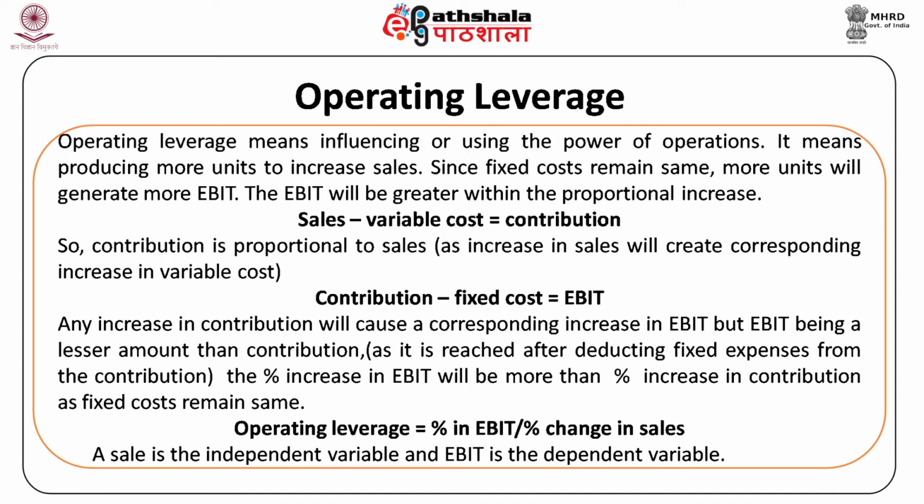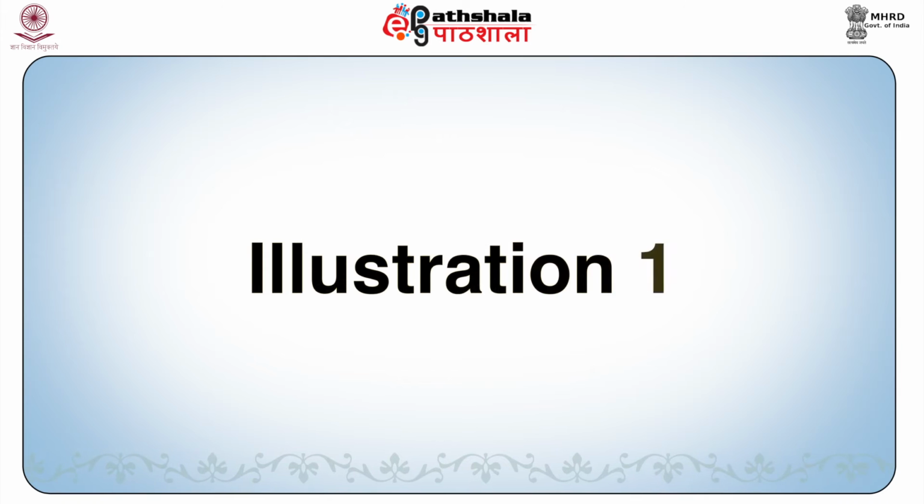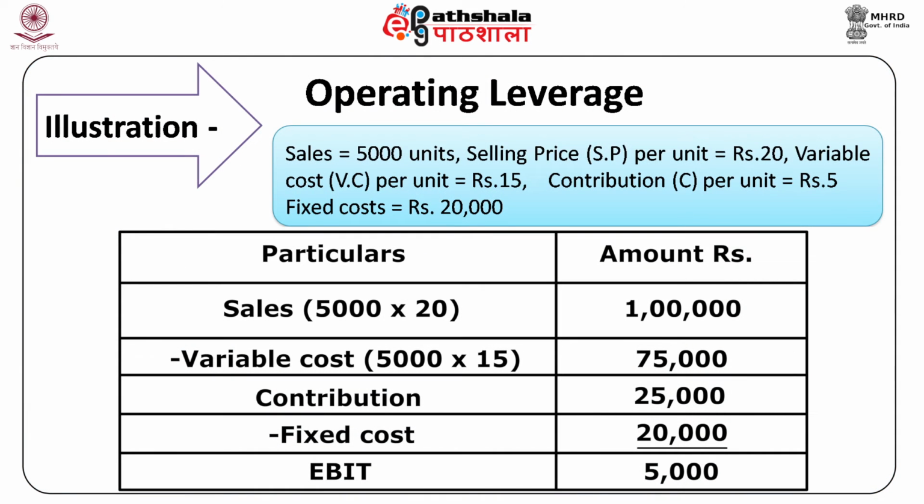Operating leverage is equal to percentage change in EBIT divided by percentage change in sales. Sales is the independent variable and EBIT is the dependent variable. Illustration 1. Sales is equal to 5,000 units. Selling price SP per unit rupees 20. Variable cost VC per unit is 15. Contribution per unit 5. Fixed cost 20,000.